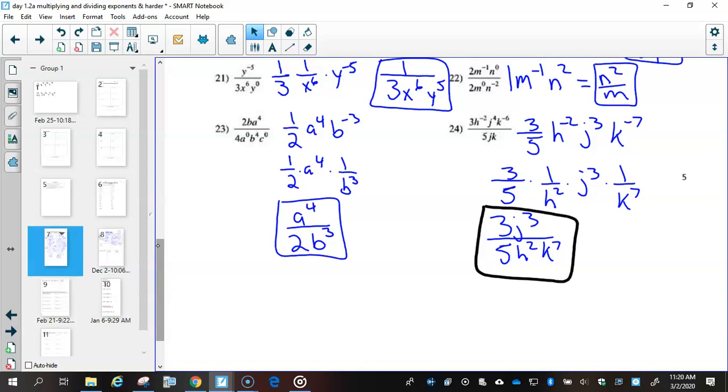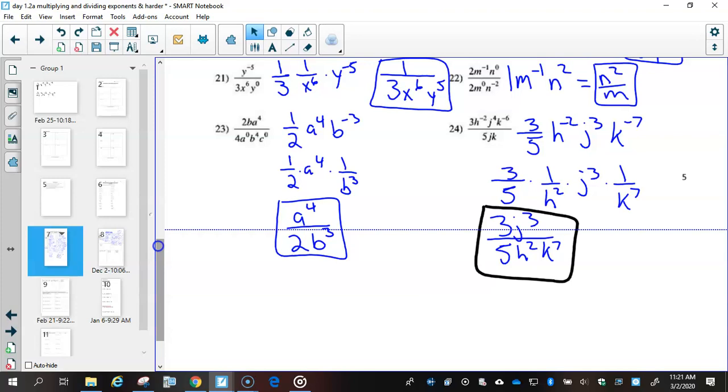I'm just going to walk through what I did. So here, I divided the two numbers. 2 divided by 4 is 1/2. And then you have bases A and B. If you are subtracting 4 and 0, A's exponent would still be 4. If you're subtracting 1 minus 4, B's new exponent would be -3. Anything to the 0 power is 1. And C doesn't have another base, so C just disappears.